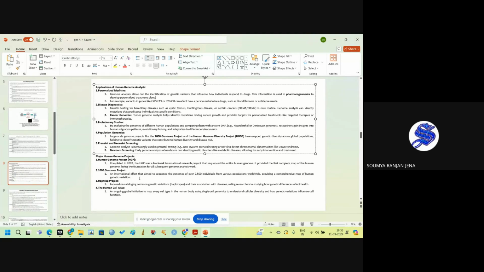Then the second project is the 1000 Genomes Project. This is also an international effort that aims to sequence the genomes of over 25,000 individuals from various populations for comparison of genetic variation across different populations worldwide, providing a comprehensive map of human genetic variation. Then we have discussed the HapMap project, which focused on cataloging common genetic variation or haplotypes and their association with diseases, aiding researchers in studying how genetic differences affect health.